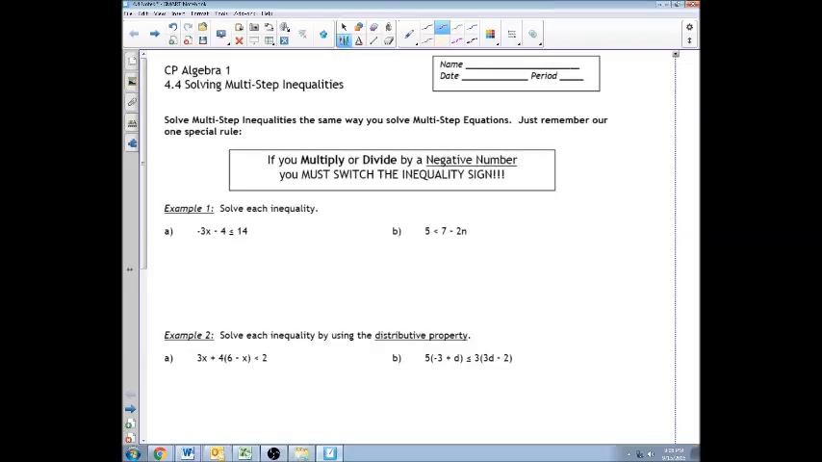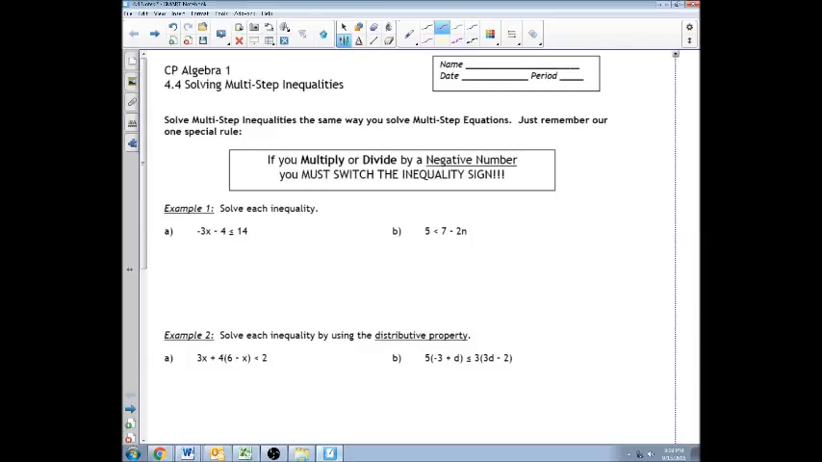This lesson is for my Algebra 1 class. It is section 4.4, solving multi-step inequalities. To solve multi-step inequalities, it is the same way you solve multi-step equations, which we have gone over. Just remember our one special rule. If you multiply or divide by a negative number, you must switch the inequality sign.